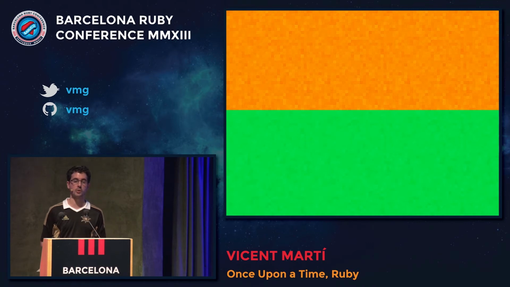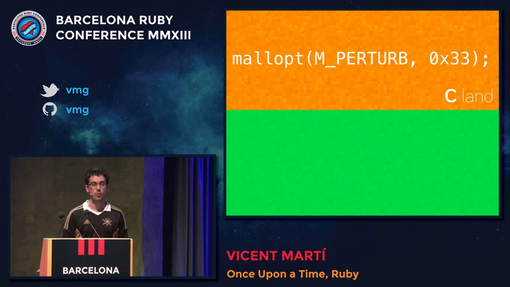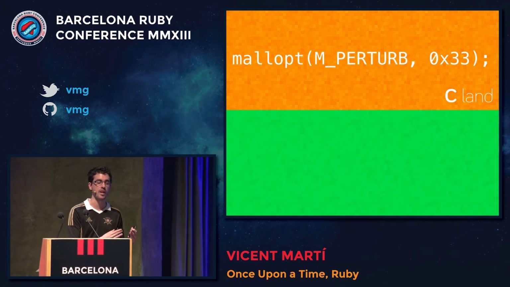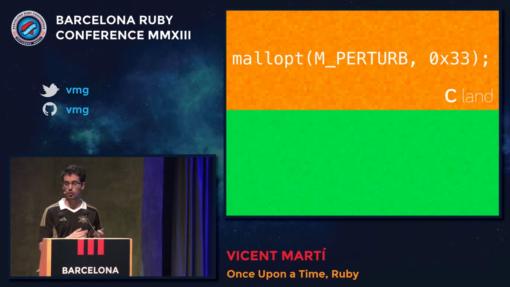So how do we do this? In Clang, we just change our memory allocator so it uses a perturbation mode, which means that every time it frees memory, it will overwrite it with trash. This is very useful because it means that if we try to access memory that has been freed, we will always crash, which is super handy.